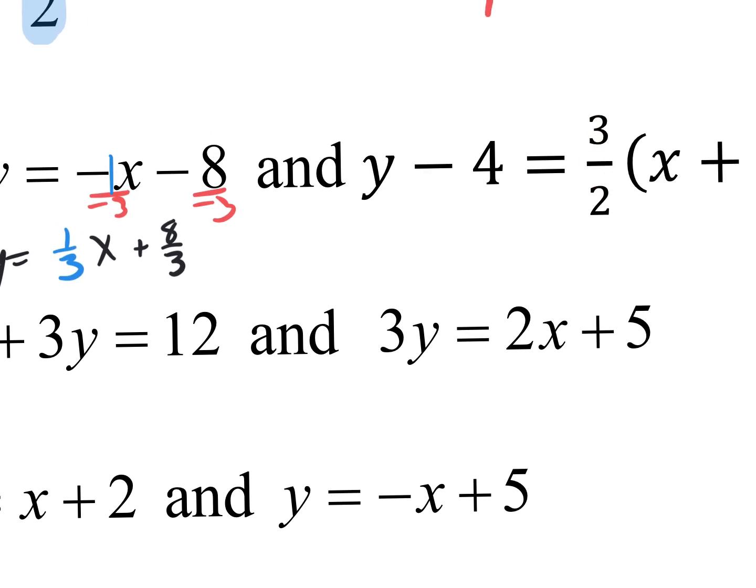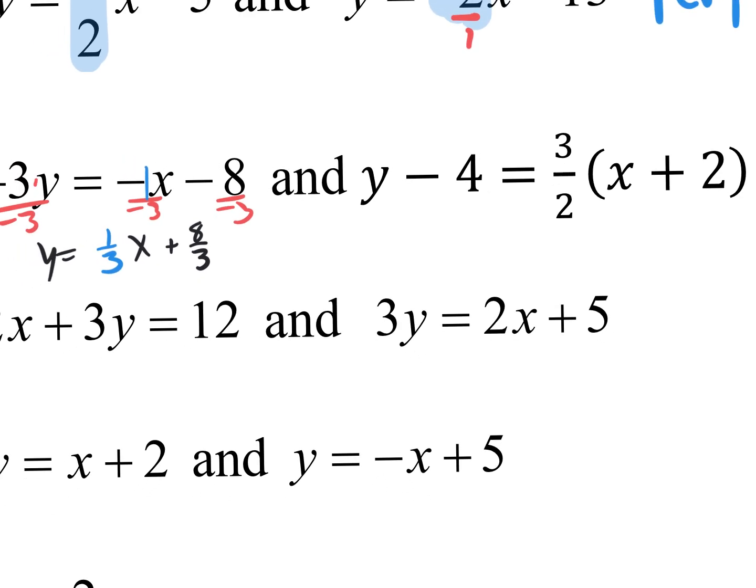3/2. So they're definitely not the same. You're not going to say parallel. They're definitely not opposite reciprocals. The opposite reciprocal slope of negative 1/3 would be negative 3, and that's not negative 3. So this would be one of those examples that's neither, right? So you would say neither parallel nor perpendicular.